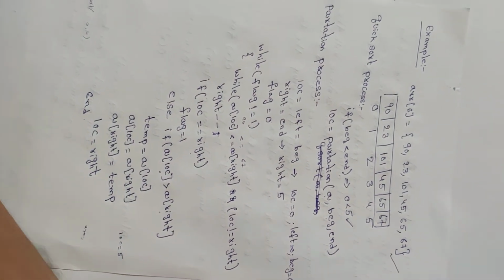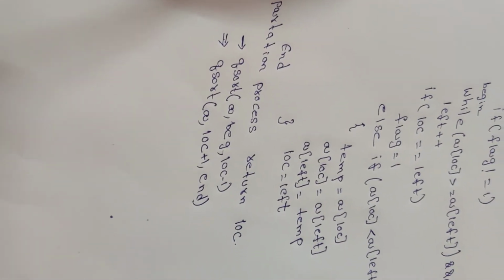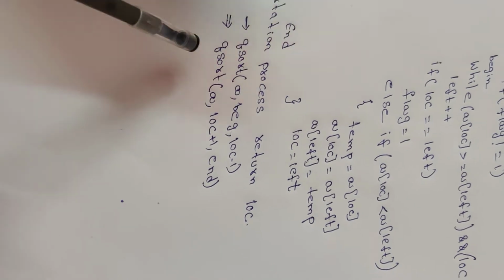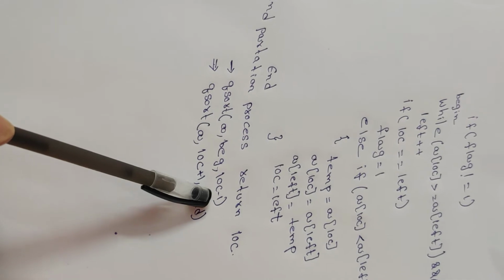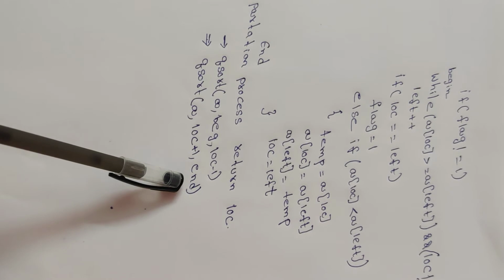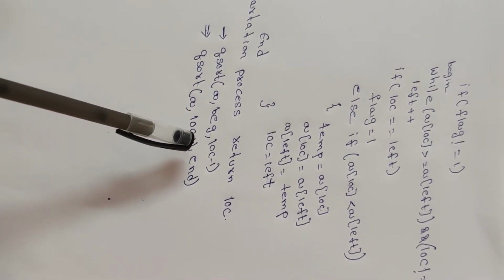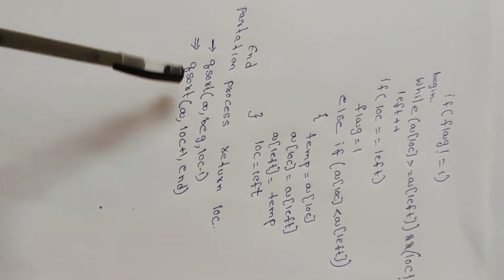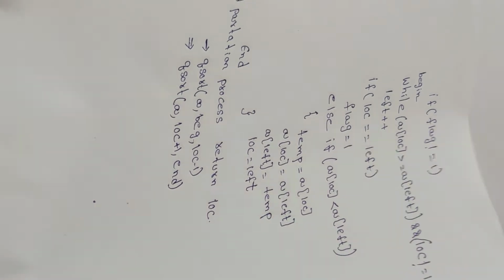See quicksort. After the end of the partition algorithm, quicksort, array, beginning, location - 1, that is one part. Again quicksort, array, location + 1 to end index, that is the second set of the array. So with the partition process the array is divided into 2 sets.